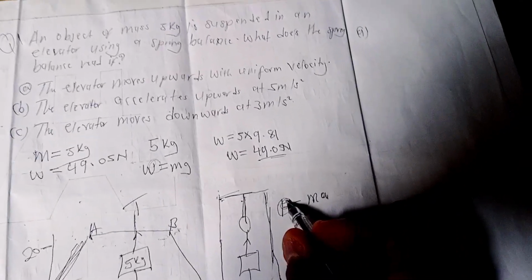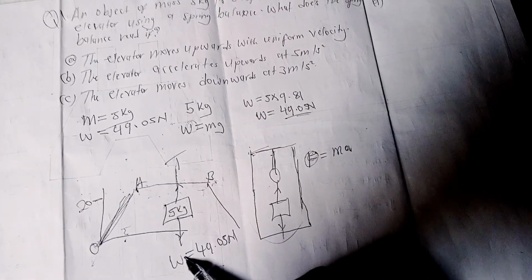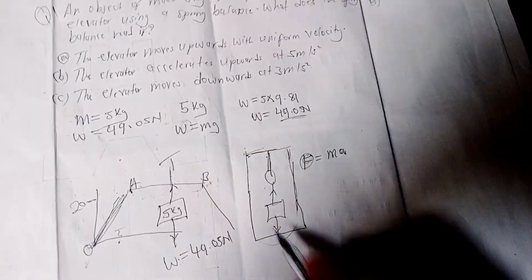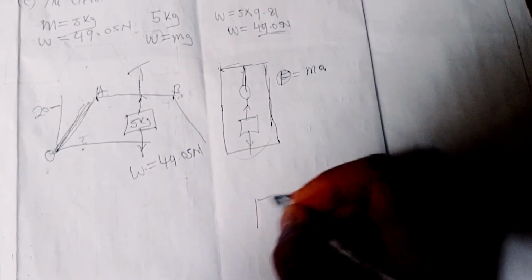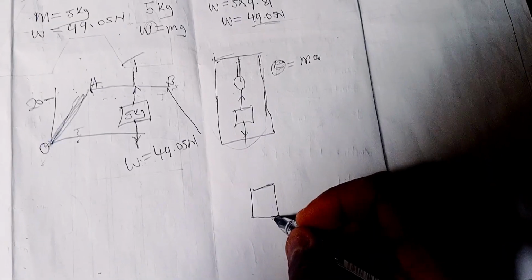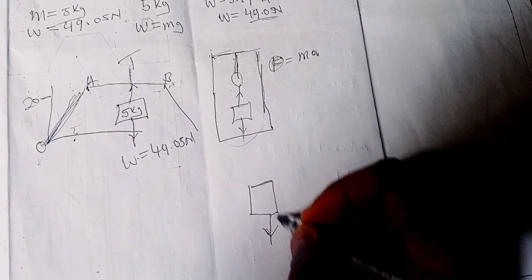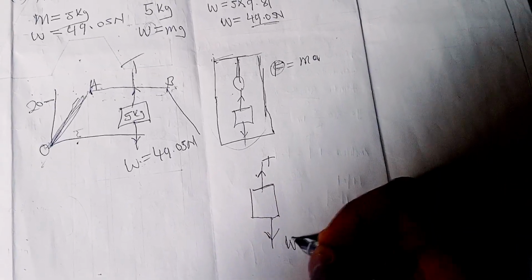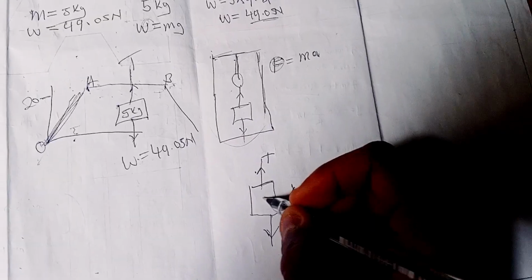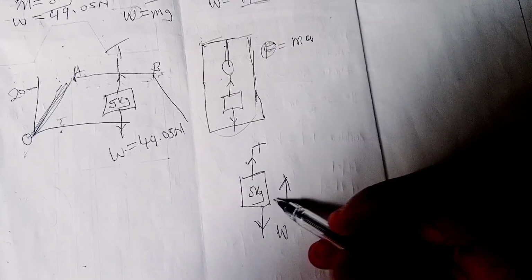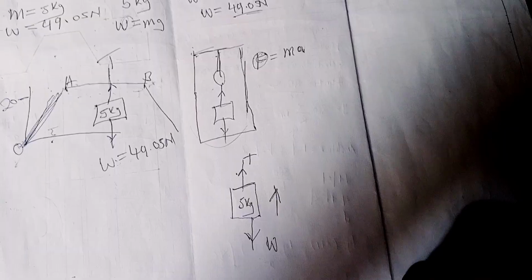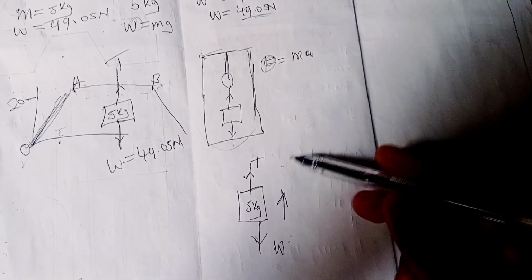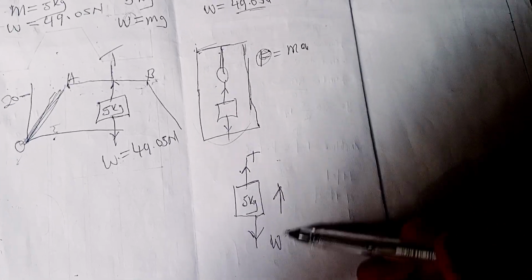Here where is force, we are going to replace it with these figures. The question states that the elevator moves upward with uniform velocity. So this is an elevator. There is weight going down. Again, there is something which is pulling upward. This is tension and this is W. The elevator is moving upward. So when it is moving upward, here where is force, we are going to replace it with T and W.